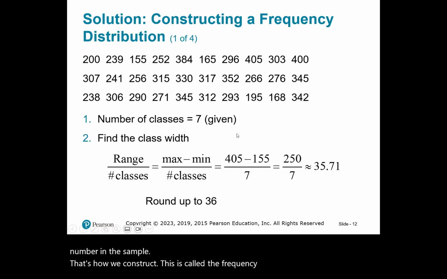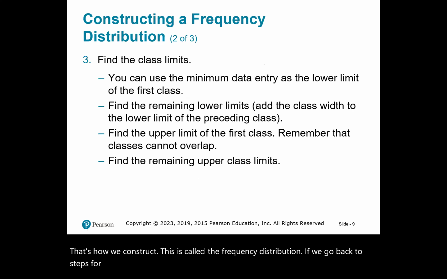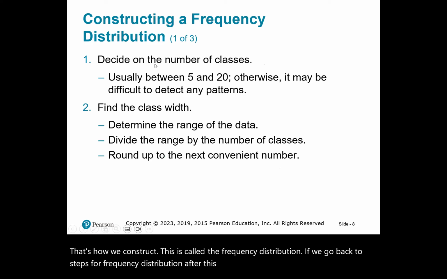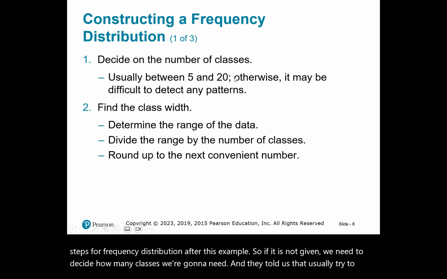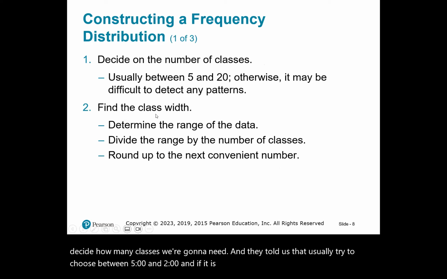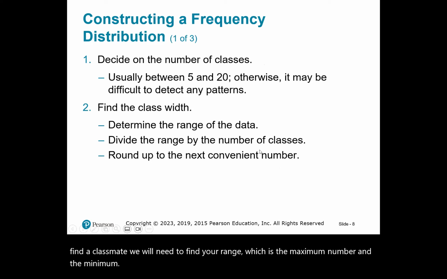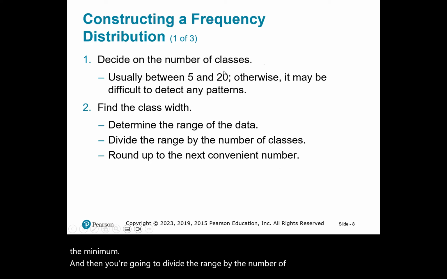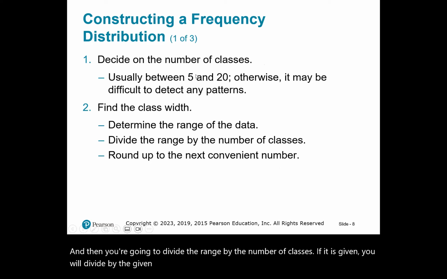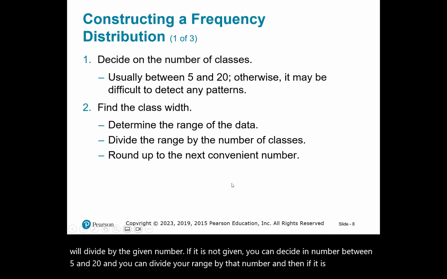If we go back to the steps for a frequency distribution after this example: if it is not given, we need to decide how many classes we're going to need. They told us that you usually try to choose between 5 and 20 if it is not given. And then find the class width. To find the class width, you will need to find your range, which is the maximum number minus the minimum number. And then you're going to divide the range by the number of classes. If it is given, you will divide by the given number. If it is not given, you can decide any number between 5 and 20, and you can divide your range by that number. And then if it is not a whole number, you can round it to the nearest convenient number.